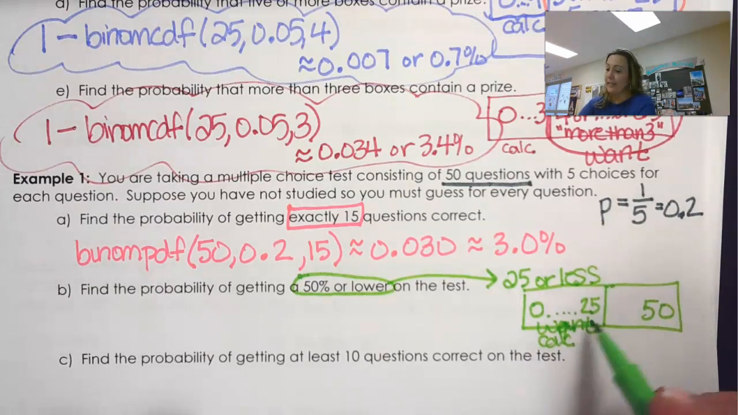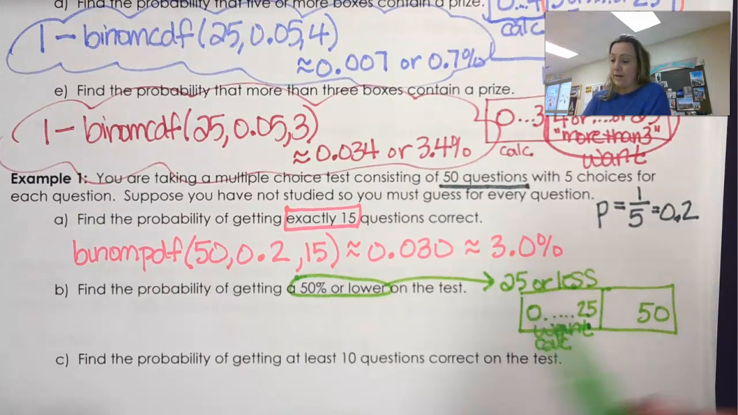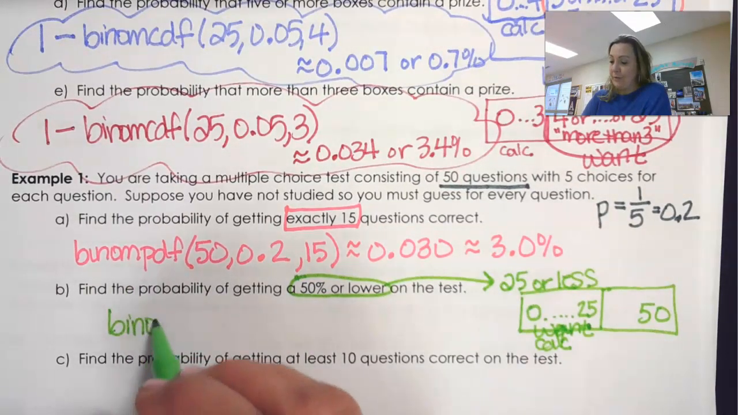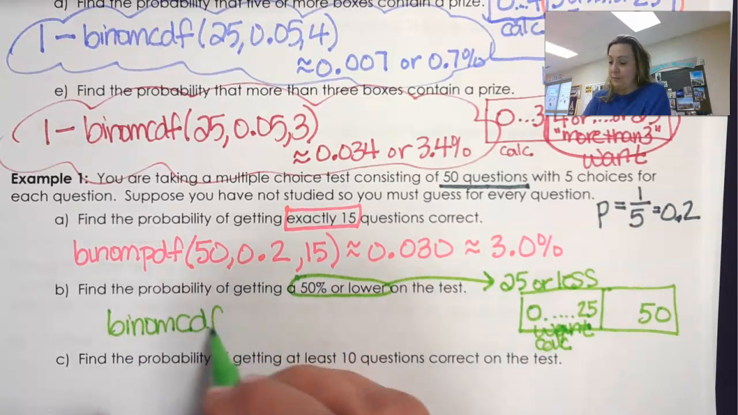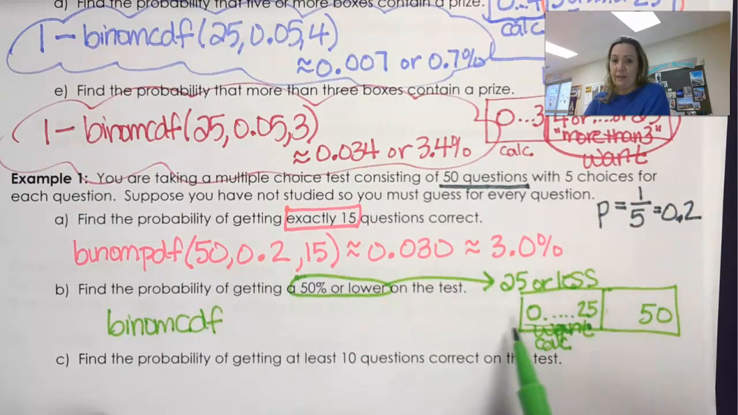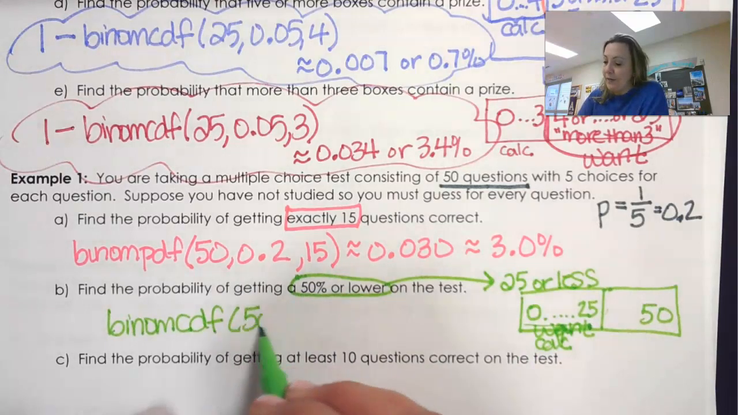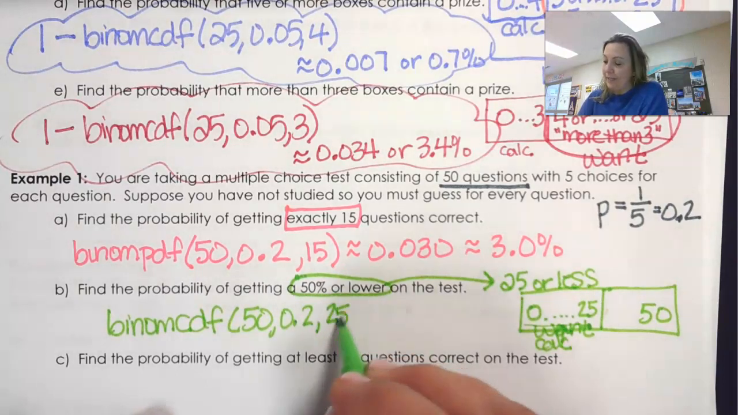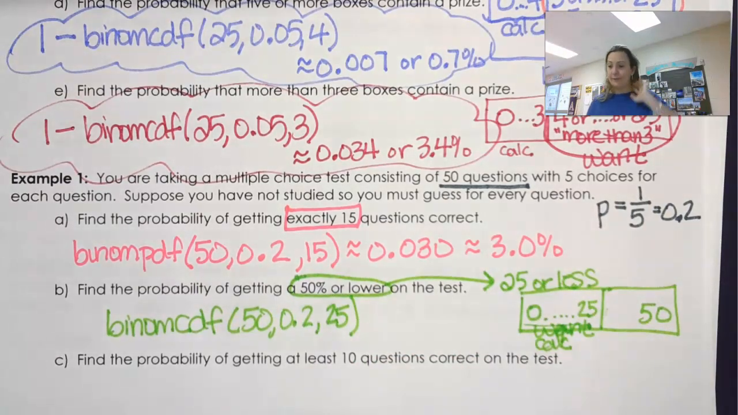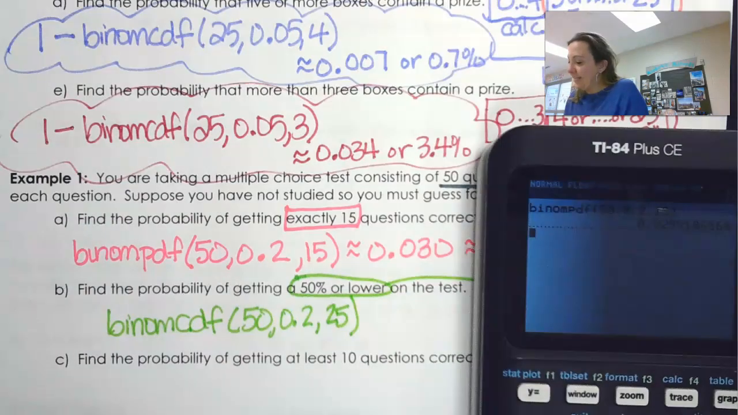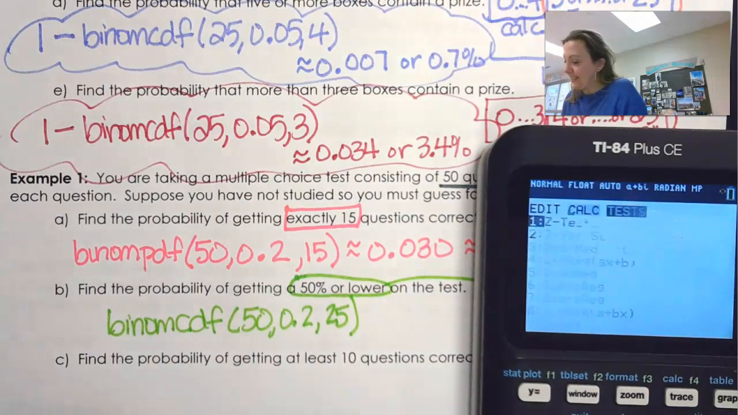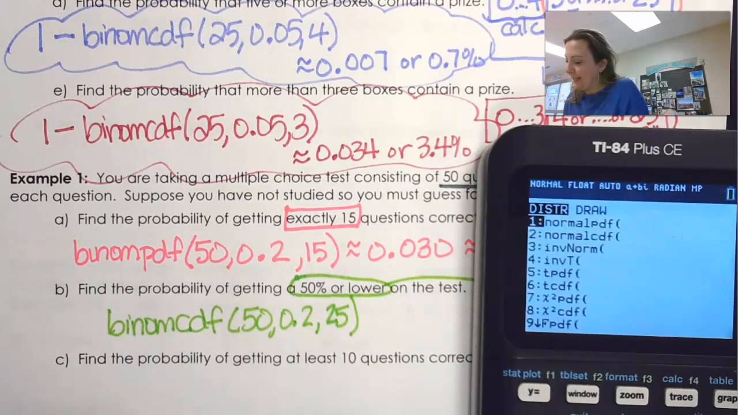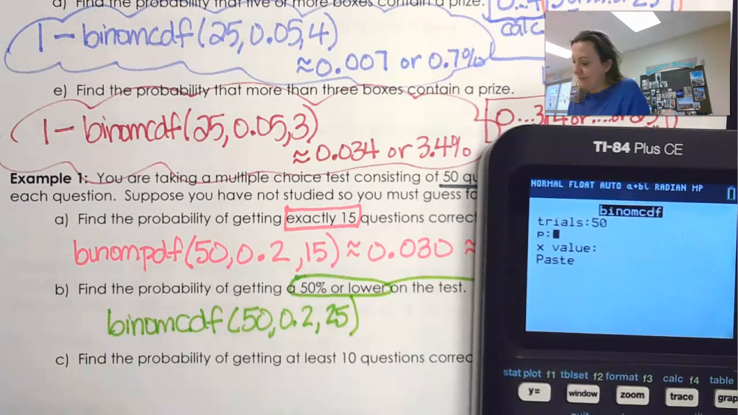Because the calculator gives us what we want here, we just have to use the binomial cumulative distribution to get all of these values from 0 to 25. So again, we're going to have 50, 0.2, and then we're going to go all the way to 25 because we want a 50% or lower. Let's take a look at what this indicates. So if we do second vars and then go down to binomial CDF, we have 50, 0.2, and 25.